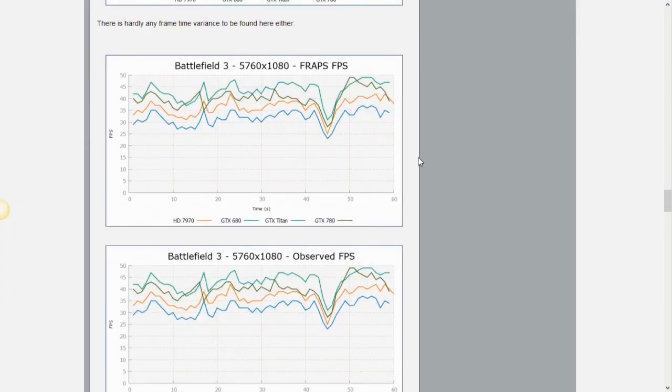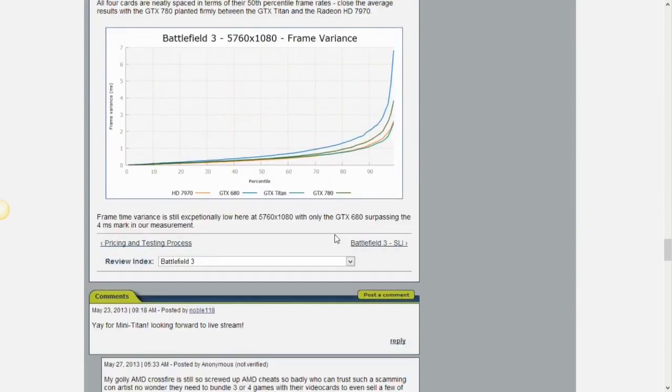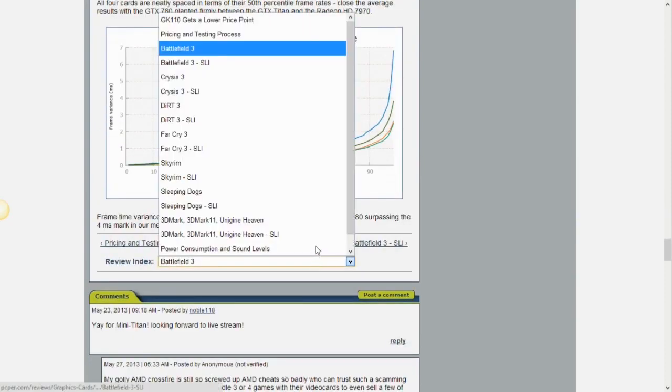So, like I said, performance-wise, there's really nothing. I'm not going to go through a whole bunch of these results. It's between those two cards. In some cases, like Battlefield 3, it's actually closer to the Titan than it is to the 7970. In some cases, like in Dirt 3, it's way closer to the 7970 than it is to the Titan. It really just depends on the frame buffer and all that kind of stuff.